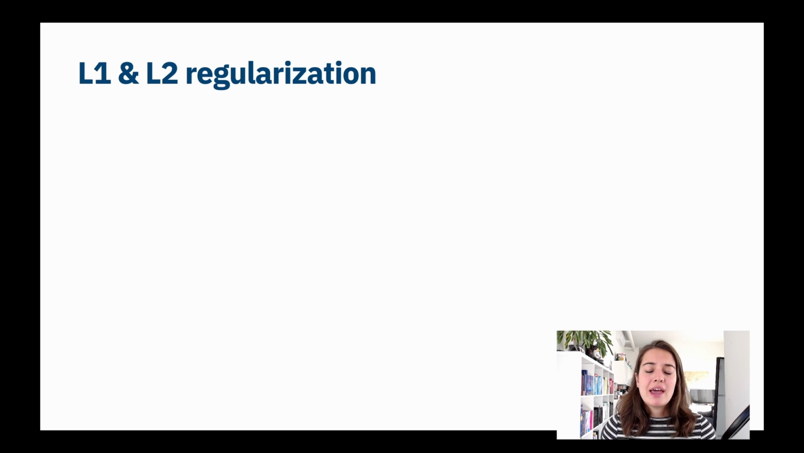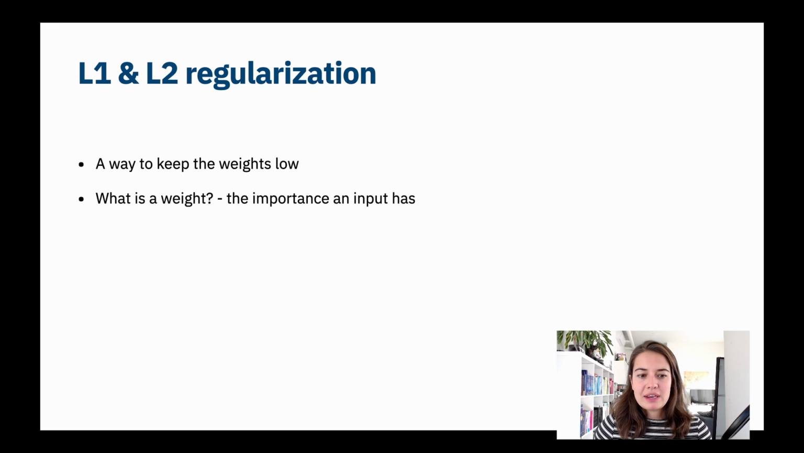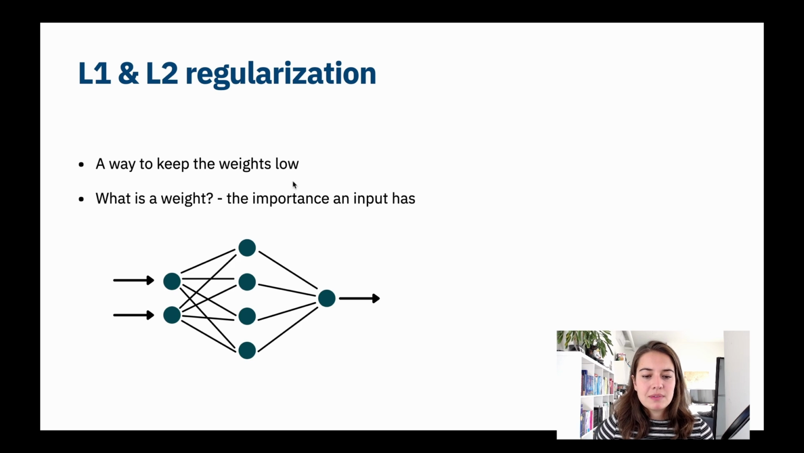So let's start with L1 and L2 regularization. This is a way to keep the weights low in our neural network. And of course, now you might ask, but what does weight have anything to do with overfitting? Well, let's remember what a weight is, right? A weight is basically the importance of the connections here, right?